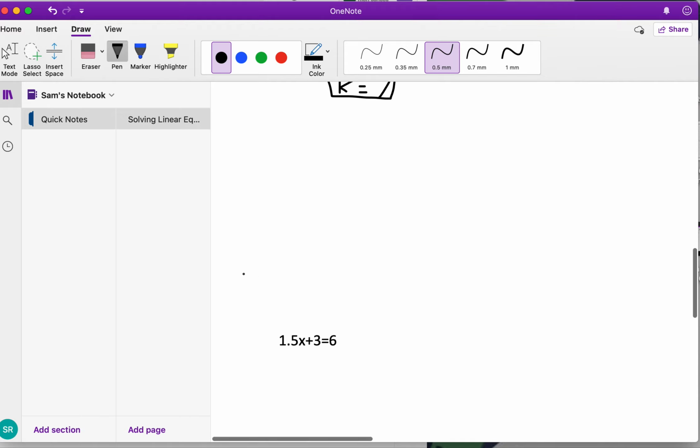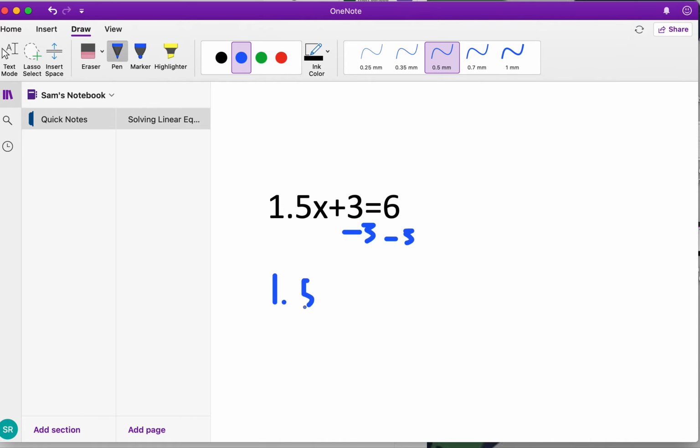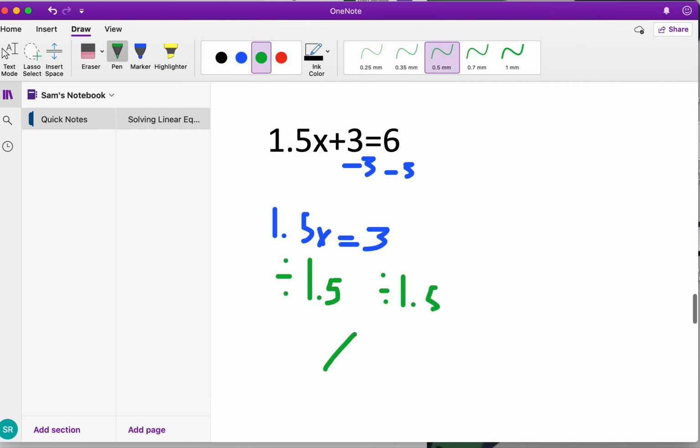And let's try another one with a decimal really quick. So this one, we have 1.5x plus 3 equals 6. So again, we're going to isolate our variables. If we subtract 3 from each side, we get 1.5x is equal to 3. And now we divide by the coefficient, right, like we always do. Divide by 1.5. And you can use a calculator if you want for this one. If you divide 3 by 1.5, you actually end up getting that x is equal to 2.